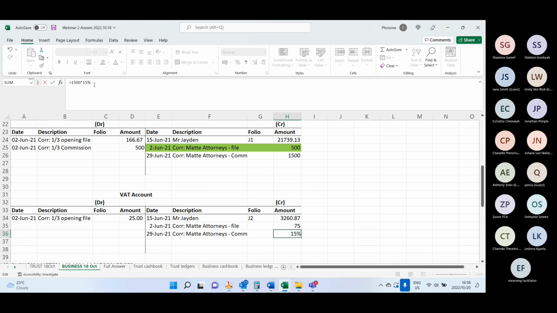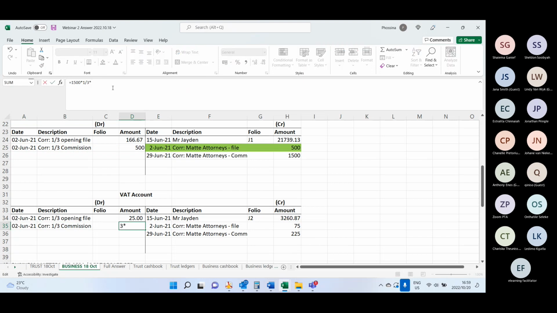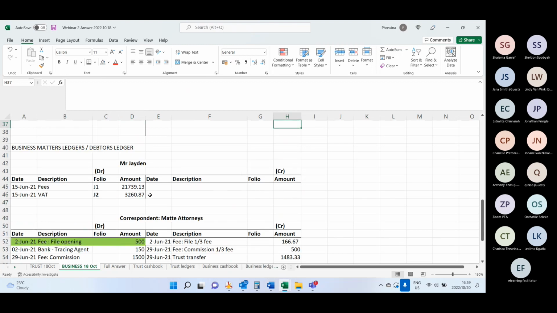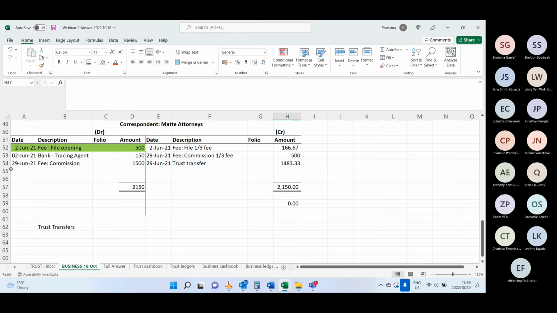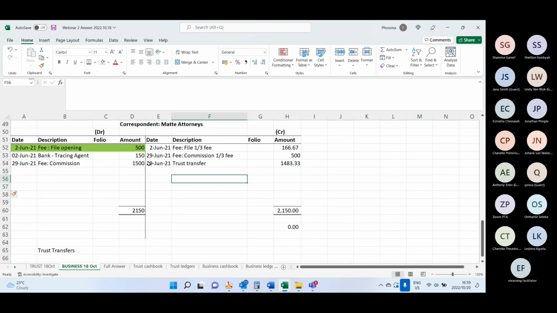15% like that. And then on the component of the correspondent commission, also the 15% is passed over to the correspondent, because he has to account to SARS for what he would have received. So for the transactions that I've captured for VAT, the same transactions they also need to be captured in our correspondent's ledger. Then it also affects how much we are transferring to ourselves.